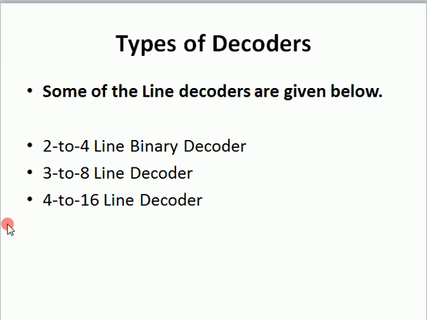Now we will see what the types of decoders are. The most commonly used decoders are the 2 to 4 line binary decoder, then the 3 to 8 line decoder, and after that the 4 to 16 line decoder. So first of all, we will discuss the 2 to 4 line binary decoder.